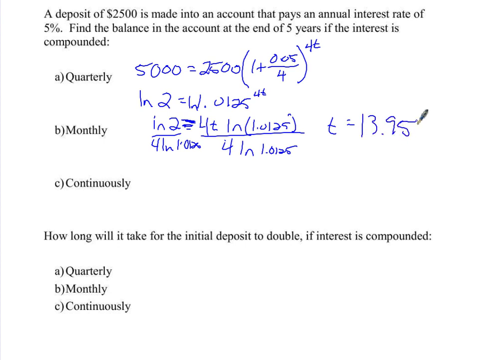13.9494. So actually that would be 13.949 if I'm going to 3 decimal places. Years. So there's your answer for quarterly.